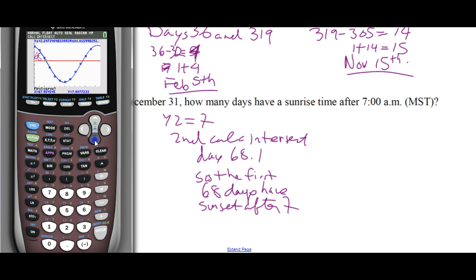Second calc intersect. Let's move to the red line. Move across. Move across. Move across. And one more. So this is 286.3. So what's the first day we're going to get a time after 7? Day 287. So day 286 is going to be just below the line. If you look at the direction we're traveling here, we're going up, approaching 7. So we're just going to say day 287 here.